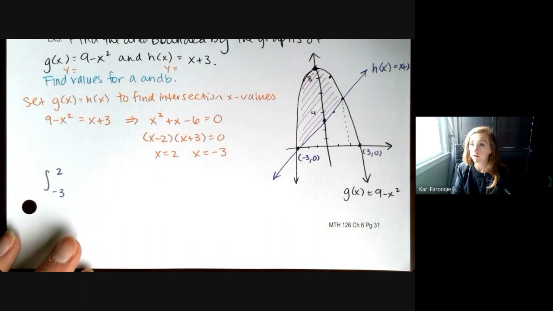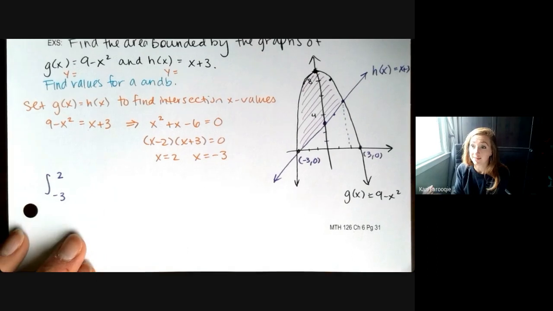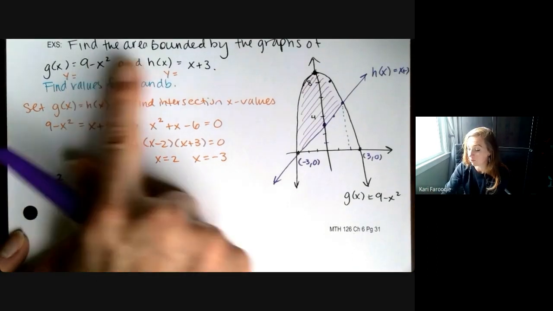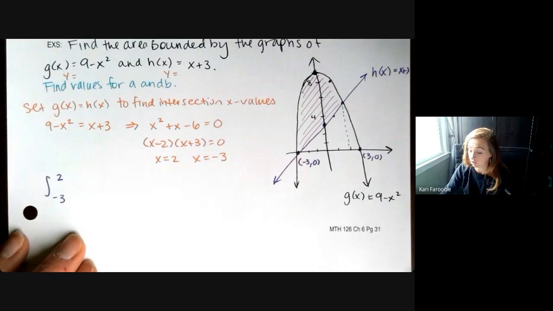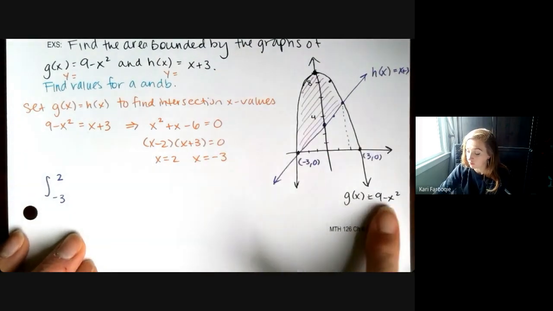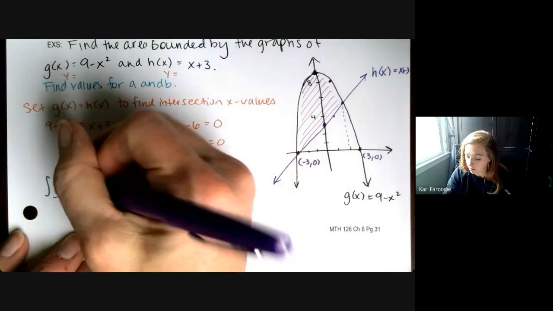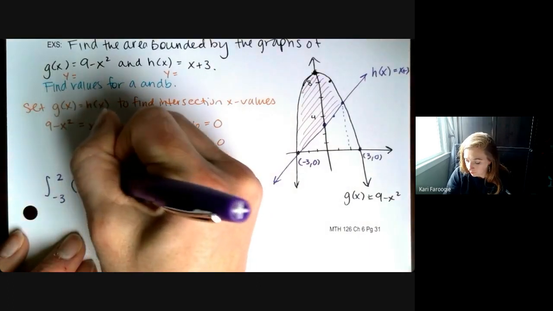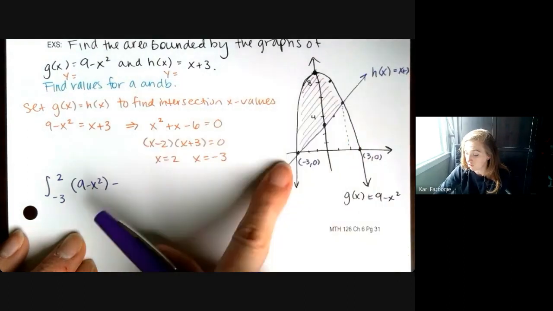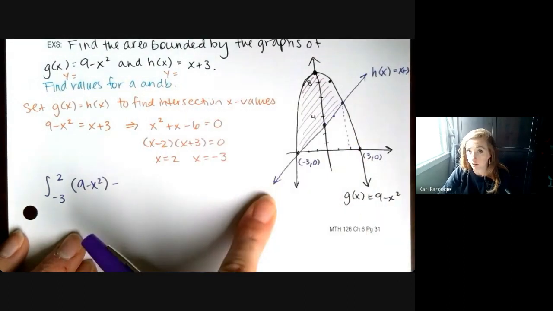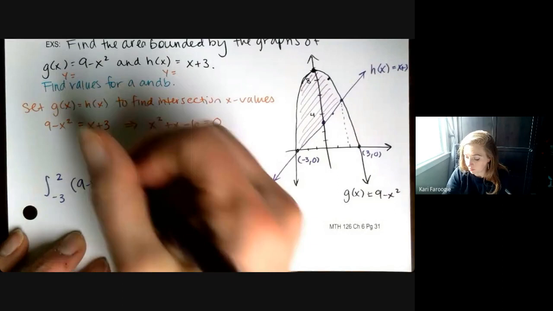So try not to think about this as always being f and g. Remember, f just denotes the top function, g just denotes the bottom function. And in this case, g actually represents the top function. So don't think of g as being the bottom function. I'm taking the top function, which I know is 9 minus x squared. And I'm subtracting off the bottom function, which is this linear equation, this straight line, x plus 3.